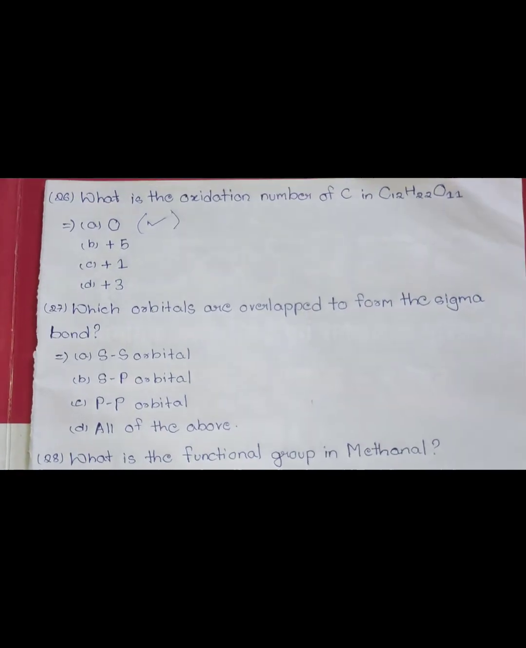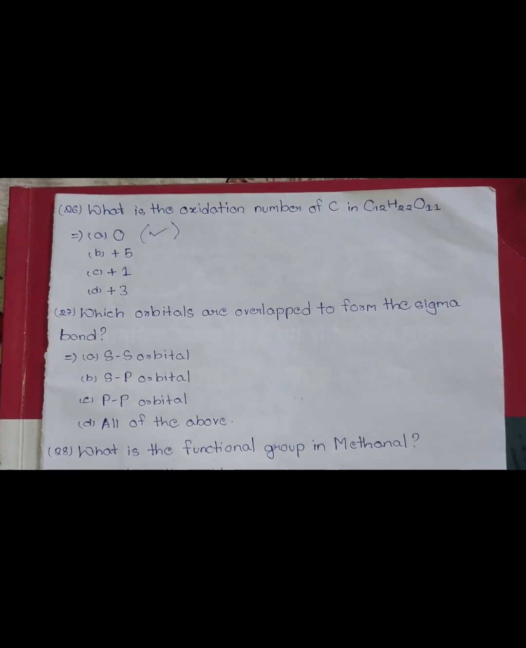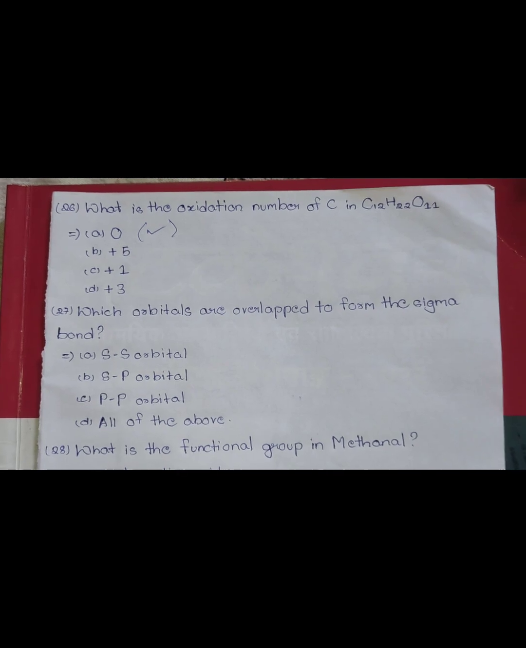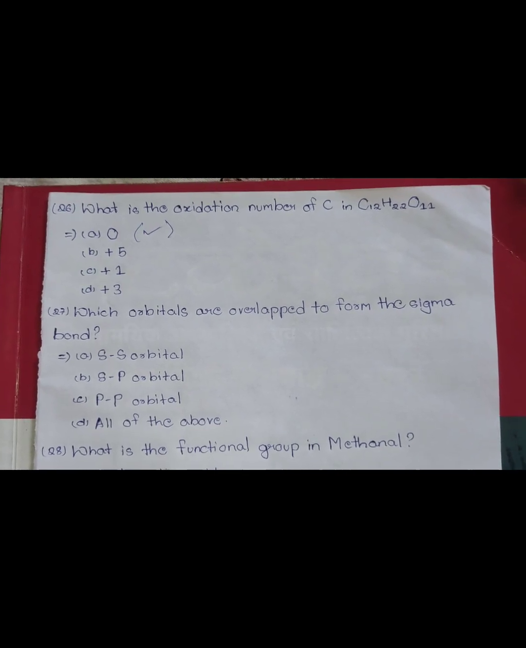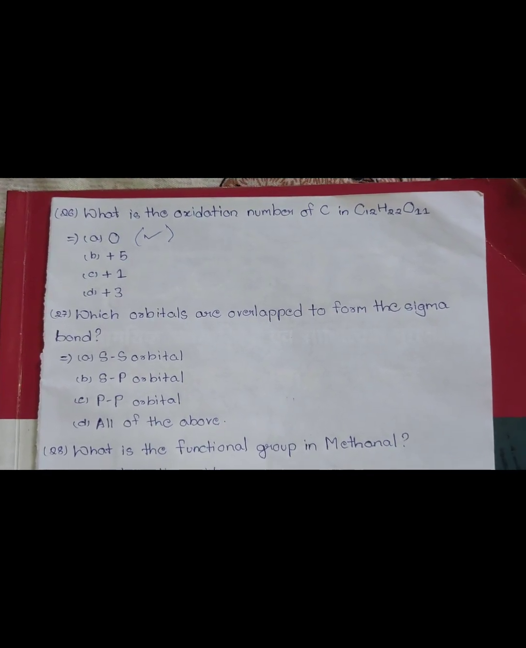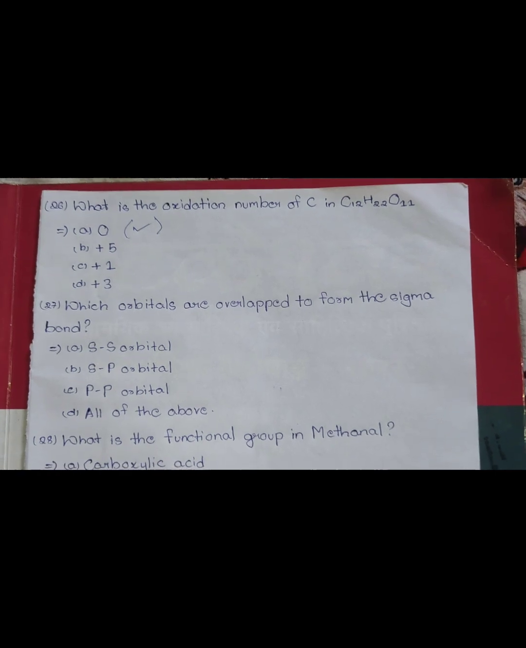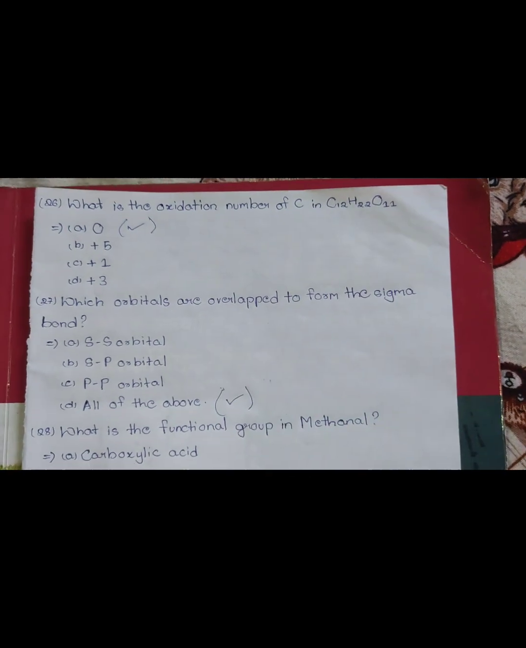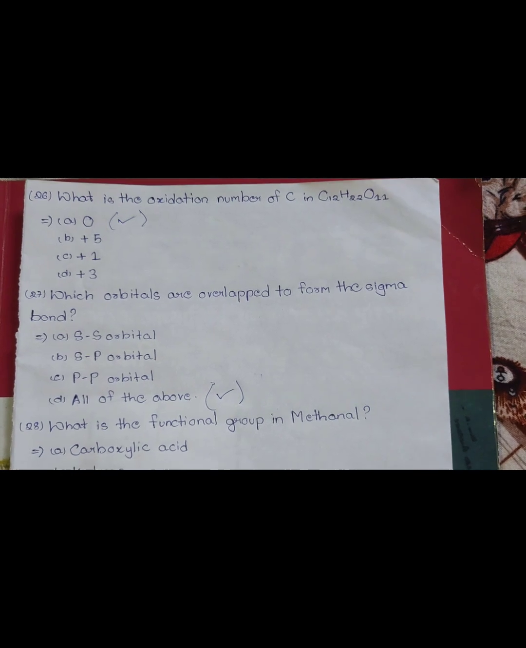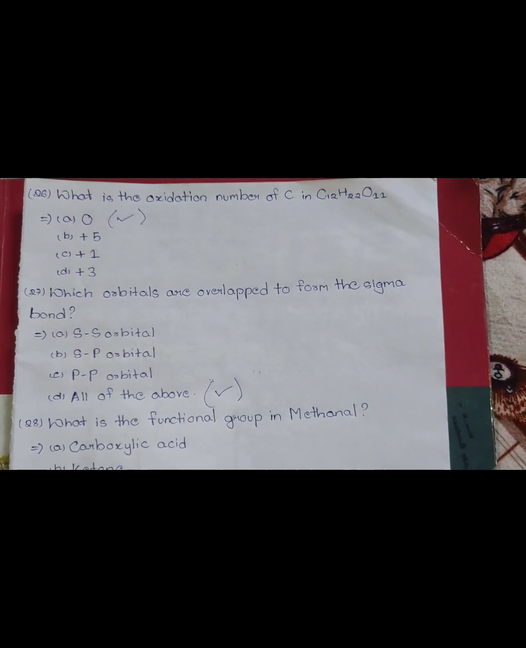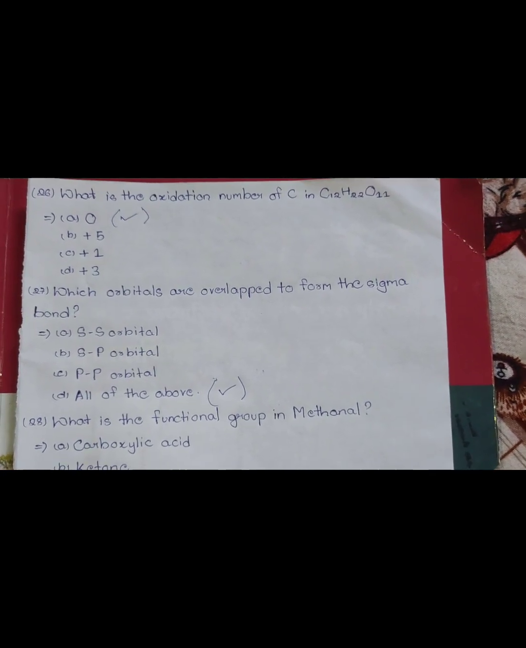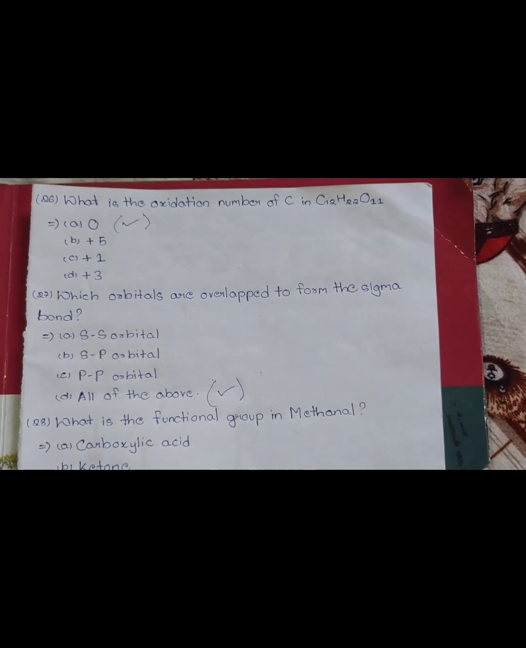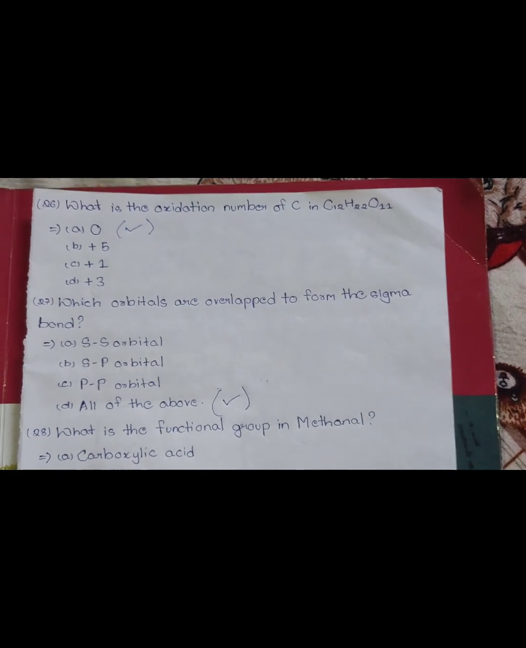Next question. Which orbitals are overlapped to form the sigma bond? Option A, s-s orbital. Option B, s-p orbital. Option C, p-p orbital. Option D, all of the above. So the right answer is all of the above. Keep that in mind: when they give the option all of the above, every time the right answer is all of the above.